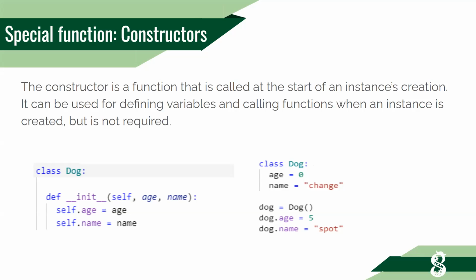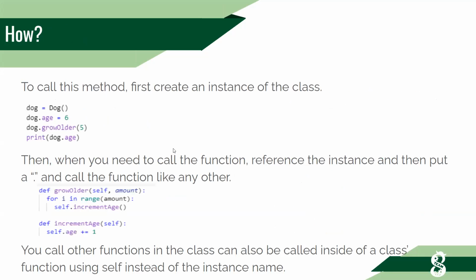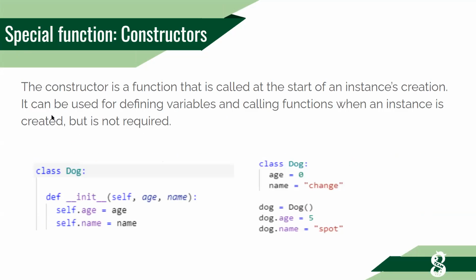And we're going to go through the special function. This special function might make your lives a bit easier, but it's not required for you to use. It's called a constructor, and it's a function that's called at the start when an instance is created. So right as you create, let's say this dog right here, that function will be called. It's called a constructor, or you can call it your init method. It has this special name that you have to name it for it to be called at the start: underscore underscore init underscore underscore.